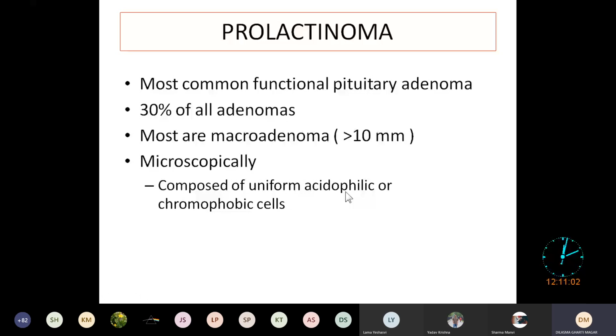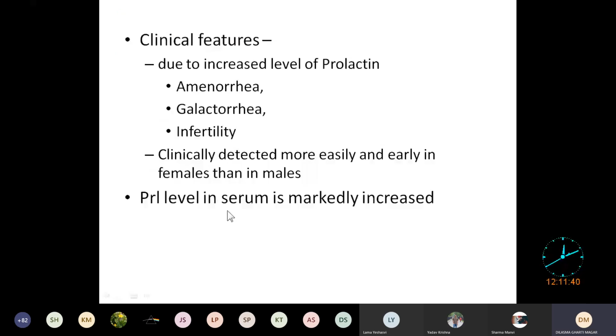So, understood this slide? Prolactinoma is the most common functional pituitary adenoma, and it comprises 30% of all adenomas, and mostly these adenomas will be macroadenomas, meaning more than 10 millimeter or more than 1 centimeter in size. Microscopically, most tumors show uniform acidophilic cells, and sometimes chromophobic cells also. Now we'll come to the clinical features of the prolactinoma.